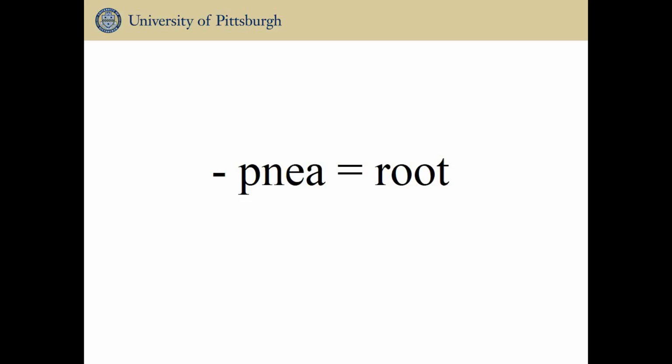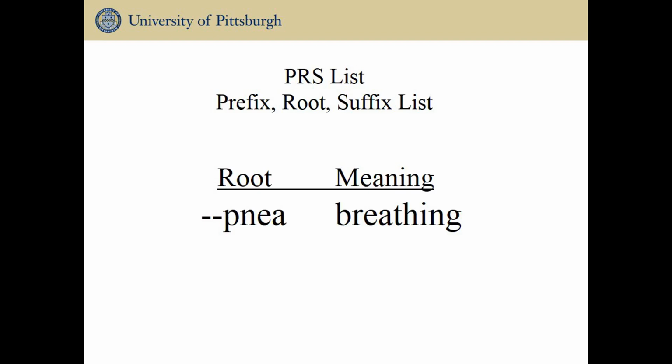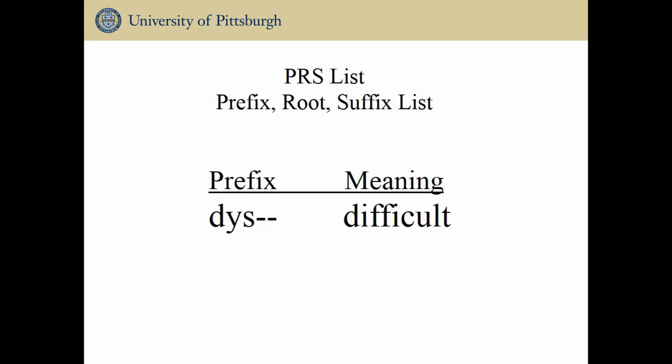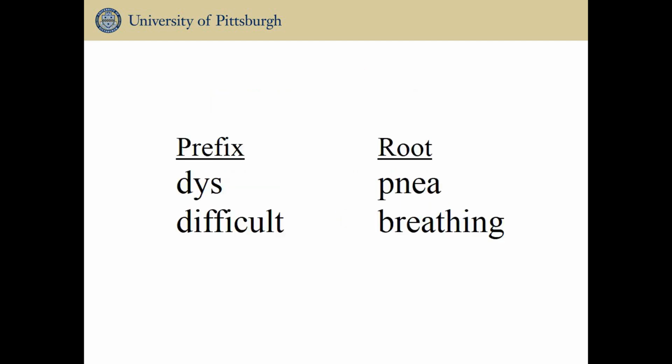By examining these words, dyspnea and apnea, we see that PNEA, or NEA, is used in both words. PNEA forms the central aspect or the root of the word. Using the PRS list, we find that PNEA means breath or breathing. Then we use the PRS list again and see that dys refers to difficult. Putting together the puzzle, we attach the dys to the PNEA, and we have the word dyspnea, meaning difficult breathing.